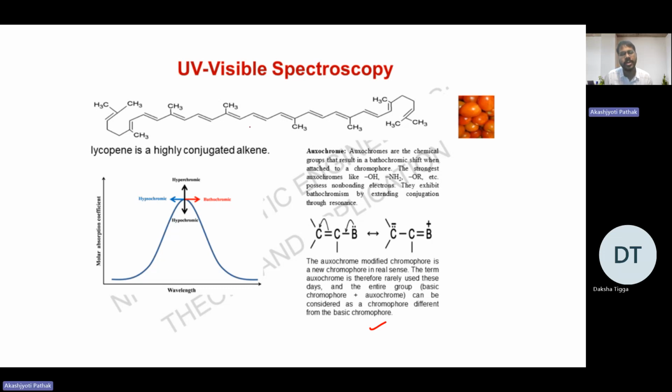So, depending on the conjugation that is present in a molecule, and depending on what type of functional group is present in the molecule, it can show different behavior. It can show these four different shifts in the absorption spectrum.